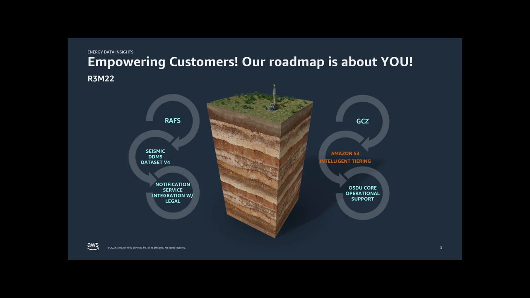One of the great announcements is R3M22 was released on time, including all those features that we showcased in February. It is now available, including the rock and fluid samples DDMS, geospatial consumption zones, support for Amazon S3 Intelligent-Tiering, and all of those other innovations that we brought by customer request.